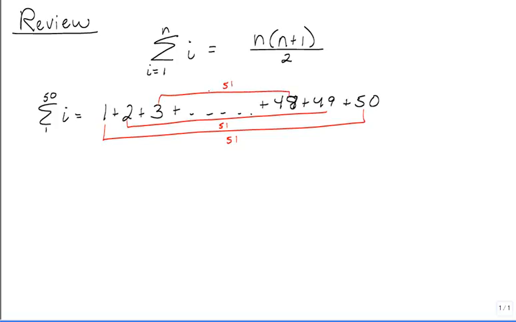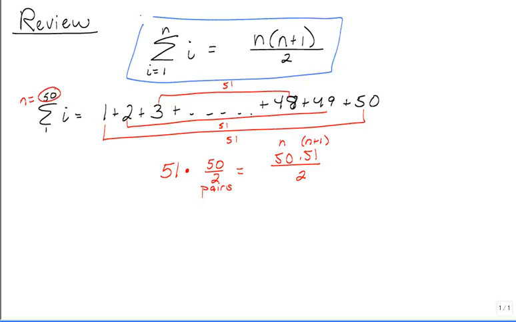So how many times are you going to do that? Since you're pairing 50 numbers, you have 50 over 2 pairs, each giving 51. So it's going to be 50 times 51 over 2. And that's what n is. N is 50 in this problem, so here's n times n plus 1, and you divide it by 2. And that's going to give you your sum. Okay, so this is the first formula that we're going to use.